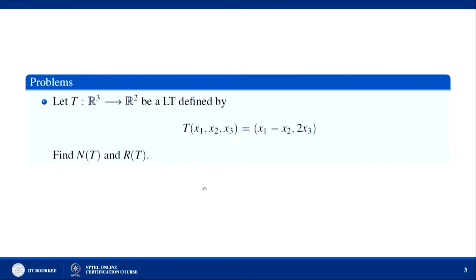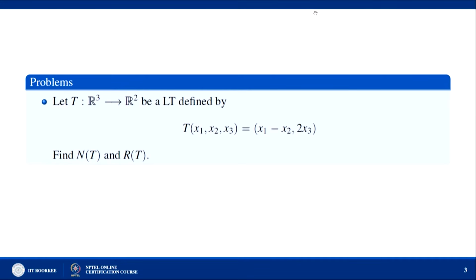Say we have this example, and we have to find the null space of T, and the range of T. So what is the linear transformation here? The linear transformation here is from R3 to R2, and it is given by T of (x1, x2, x3) as (x1 minus x2, 2x3).